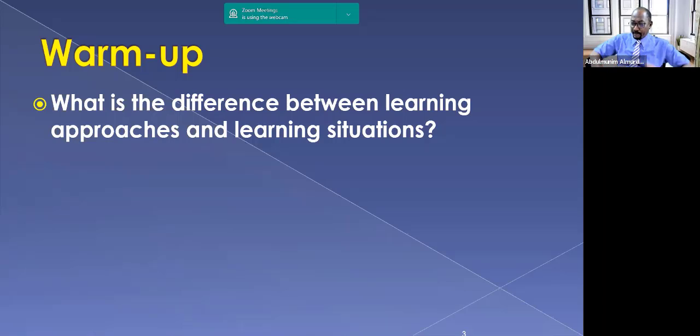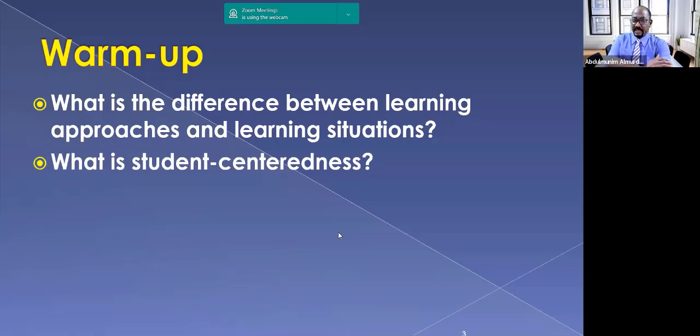So it is different from the approach used. So a situation, for example, a small group discussion or a tutorial is a learning situation. While in that learning situation, you can adopt different types of learning approaches. For example, if it is using a problem, then the approach in that tutorial is problem-based learning. So this first question is to differentiate between situations, opportunities, activities, and experiences, and on the other hand, learning approaches or learning strategies. The second question, what is student-centeredness?